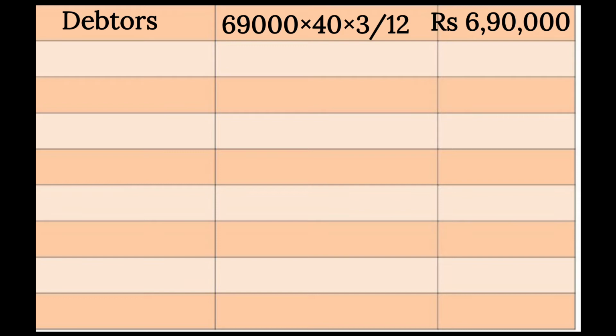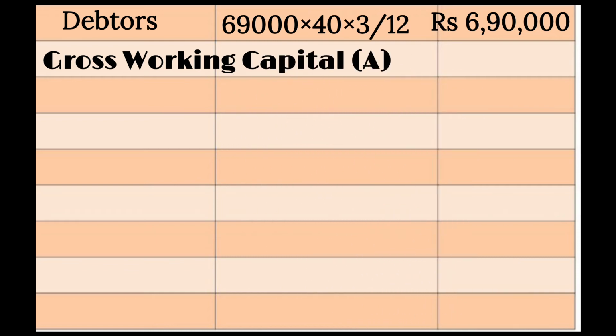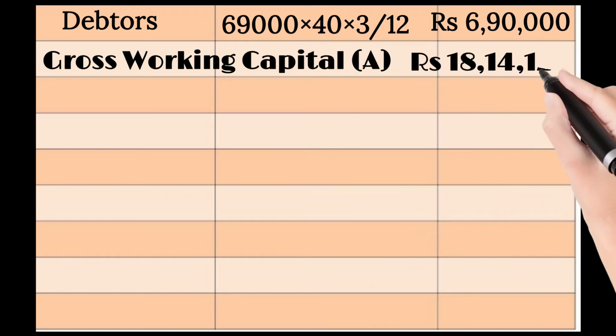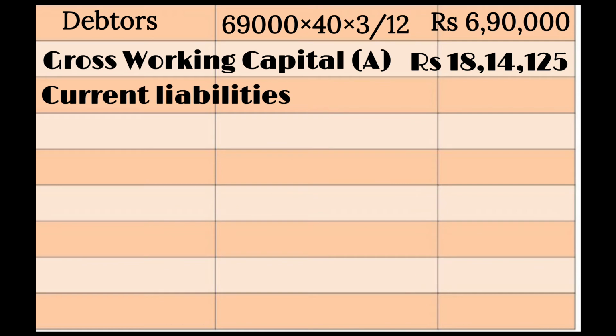So by adding raw material, WIP, finished goods and debtors, we get the gross working capital of rupees 18,14,125. Next we will calculate current liabilities, that is those liabilities which a firm, that is XYZ Limited, is liable to pay within a year.